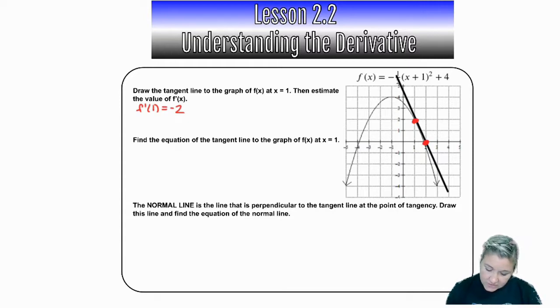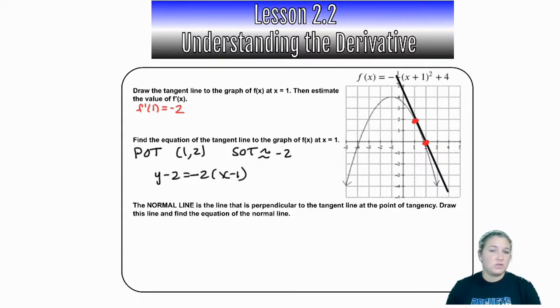We're going to find the equation of the tangent line of f of x at x equals 1. Remember, the point of tangency is going to be at (1, 2), and the slope is going to be roughly -2. Again, we just estimated there. Plugging that into point-slope form, I'm going to have y minus 2 is equal to -2 times (x minus 1).